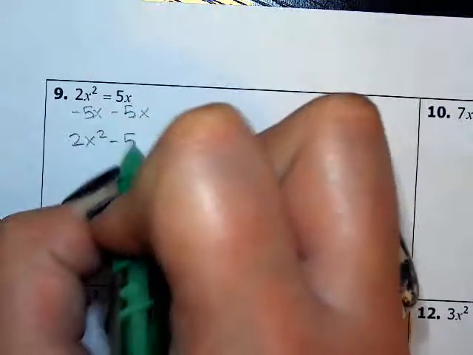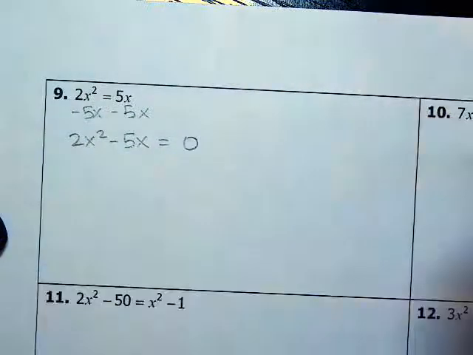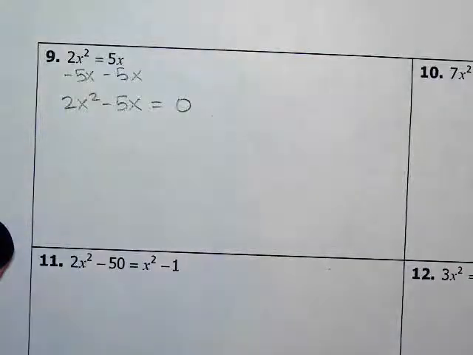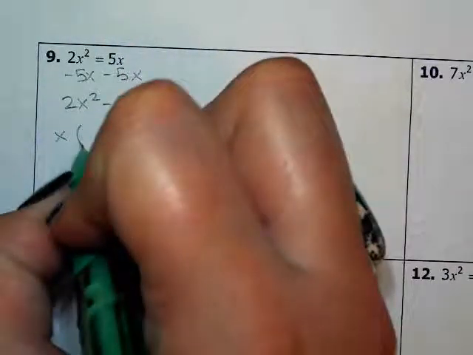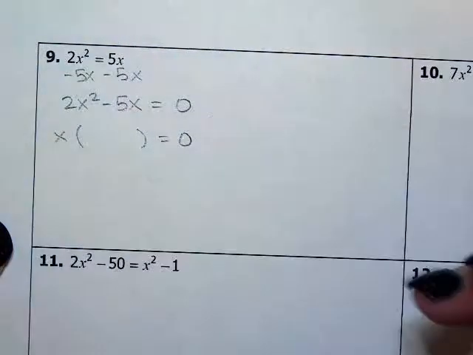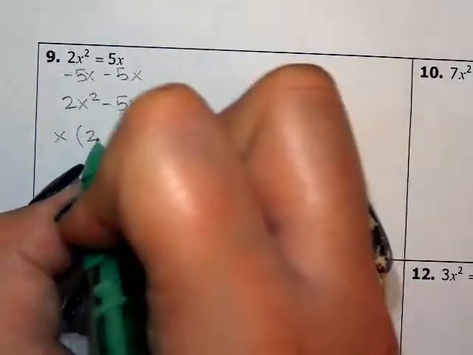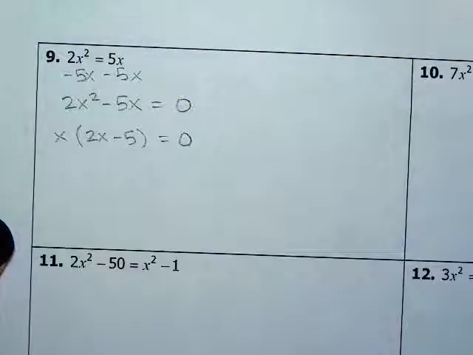So 2x squared minus 5x equals 0. Okay, and when you divide by the x, does it just disappear? No, what do you do with it? It goes on the outside. Okay, and then what do you have on the inside? Equals 0. Okay. And then what do we do?